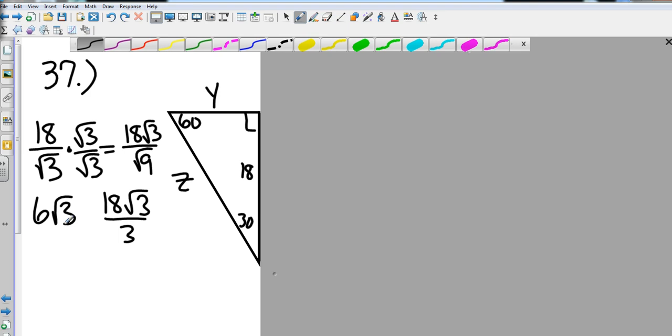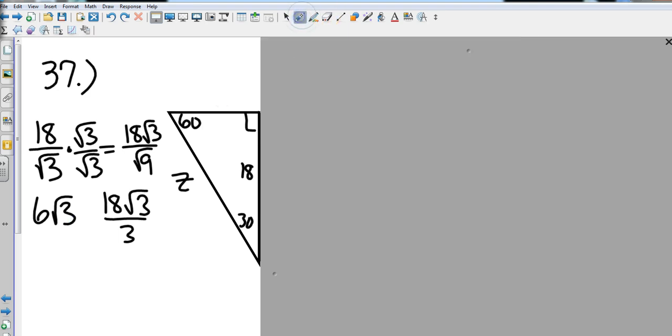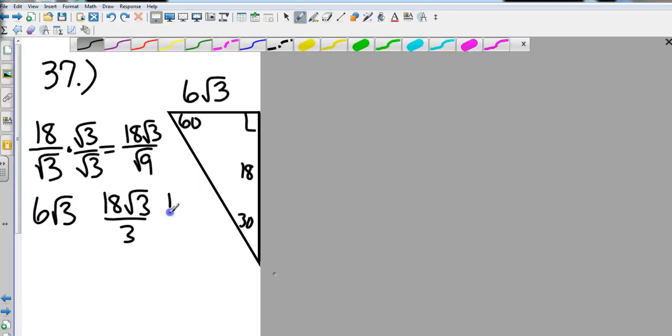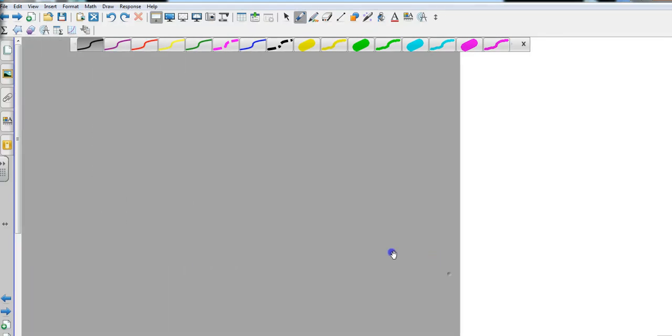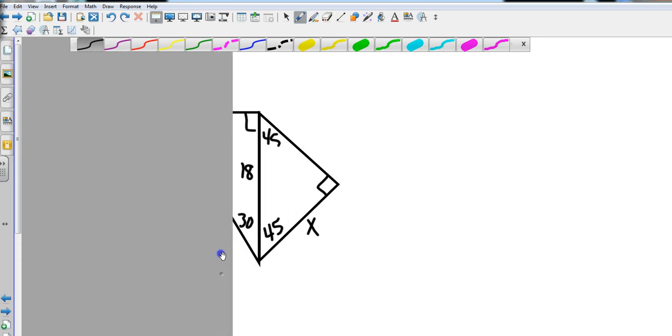So y is 6 radical 3. And because it's the smallest leg, the hypotenuse is 2 times that. So 2 times 6 radical 3 is 12 radical 3. Remember, we just multiply the 6 times 2. We do not change the radical. Okay, so we found 2 missing pieces there. So now I'm going to get rid of this one, and we're going to focus on our 45, 45, 90.